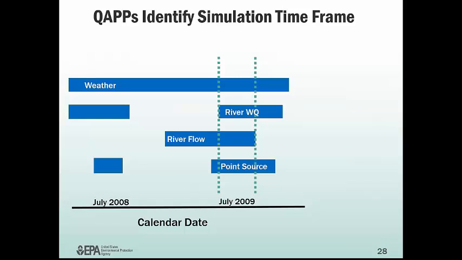Another benefit of QAPPs is that they force the team to identify data limitations, either from data gaps or poor data quality. Depending on the data requirements of your particular model of choice, the window of opportunity for the model simulation may be surprisingly limited. In this example, the model can only be run to simulate the time where you have data available, which is, in this example, July of 2009. Sometimes it's possible to make assumptions and create artificial data sets to fill in some of those gaps. But of course, those procedures and their rationale would need to be included in the QAPP.